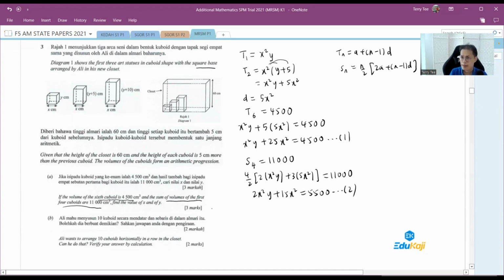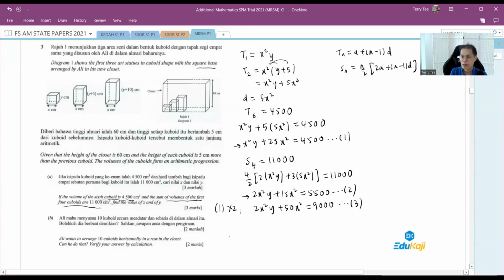Now, to solve for x and y, now here's the thing. When we look at this, it looks like a complex nonlinear equation. However, because you have x squared y and 2x squared y, I think we can just eliminate the x squared y by first taking equation 1 times 2. When you multiply equation 1 by 2, x squared y times 2 is 2x squared y. 25x squared times 2 is 50x squared. 4,500 times 2 is 9,000. So this will be your equation number 3.